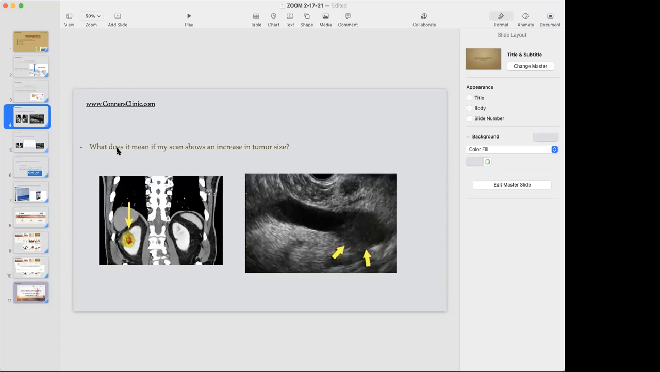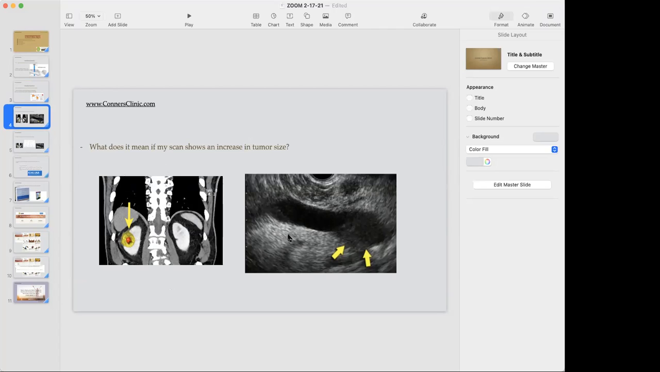Okay, next question. What does it mean if my scan shows an increase in size of the tumor? So we're talking about a scan showing an increased size of the tumor. You're usually talking about a CT scan, an MRI, a PET scan, or an ultrasound scan. So if any of those show an increased size of the tumor, you have to look at the big picture. You have to take a step back and understand, oh, so I went from a 2.3 centimeter to a 2.5 centimeter. Okay, well, there are multiple factors that are involved.